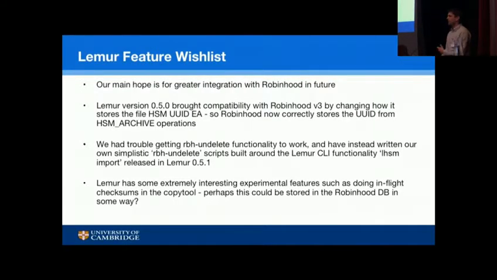It has required some changes to Lemur in order to better integrate with Robinhood over the months that we've been using it. Since version 0.5, it now has compatibility with Robinhood version 3. So the HSM UUID that John was just talking about does get stored in Robinhood's database now. So you can archive and restore files perfectly as you would with any other copy tool.